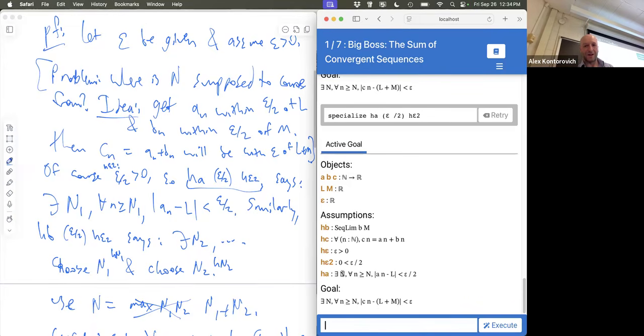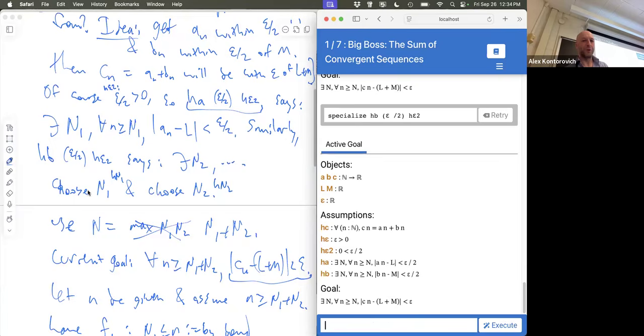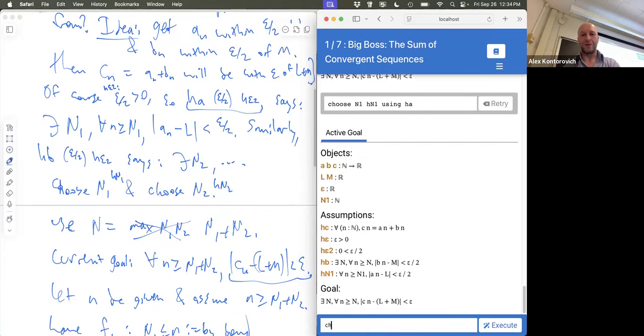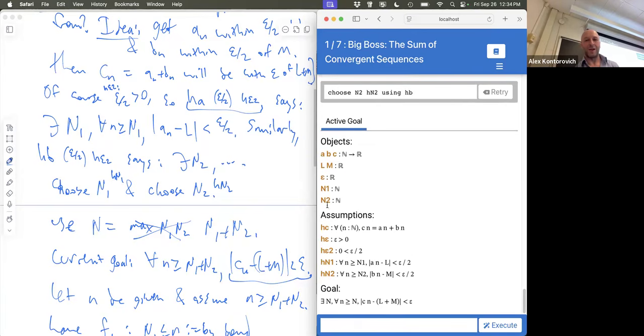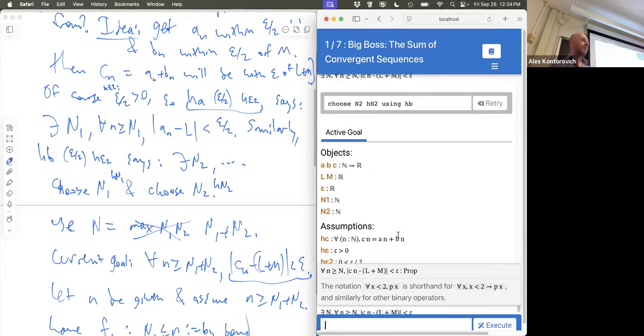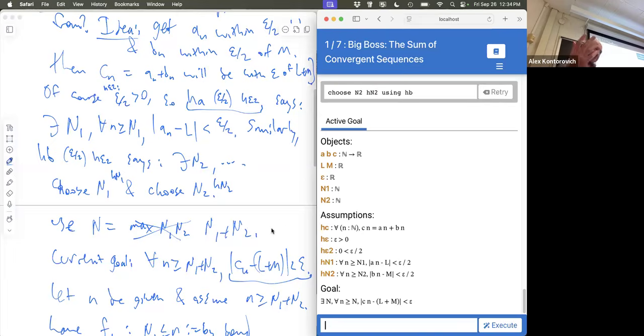HA now says there exists some n. N is a dummy variable. We get to name it whatever we want to name it. Let's do the same thing for HB. Specialize HB to epsilon over 2 with the hypothesis that epsilon over 2 is positive. Great. Now what? We're up to this point in the proof. We choose N1 and HN1 using HA. And similarly, we choose N2, HN2 using HB. Now we've got these N1 and N2. It's asking for a capital N. What should we use? The max would be the right thing to use.